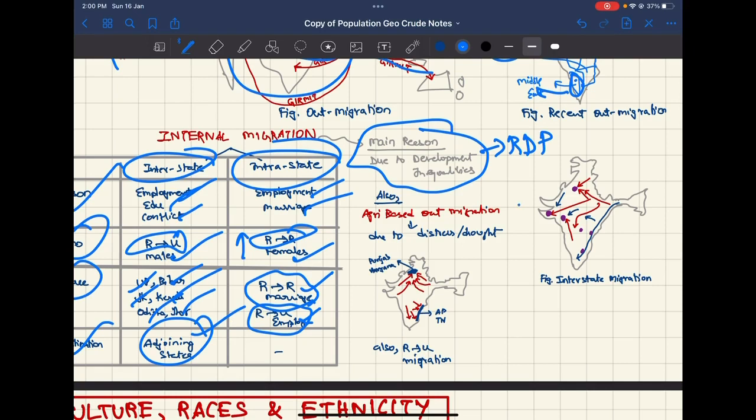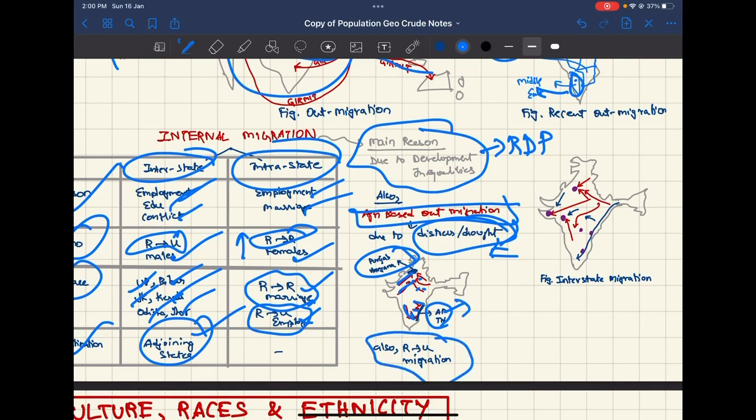So also there is agriculture based out migration. This is due to distress and droughts. We can see here UP and Bihar people and adjoining Rajasthan people moving to Haryana and Rajasthan. Rayalaseema, Telangana, Karnataka dry regions moving to AP and Telangana green revolution regions. Also, distressed farmers will move to the urban areas.